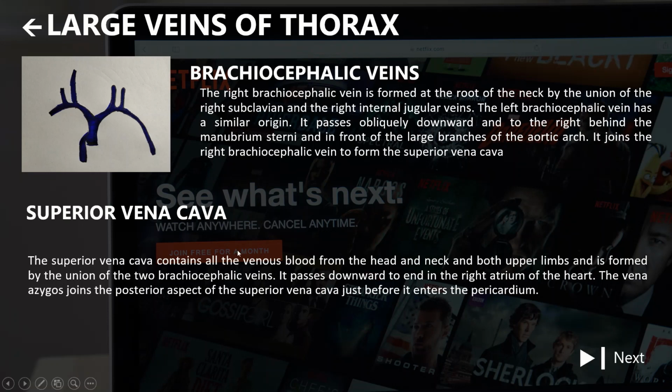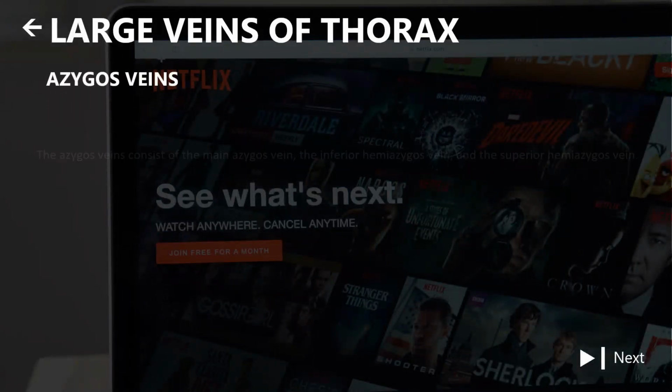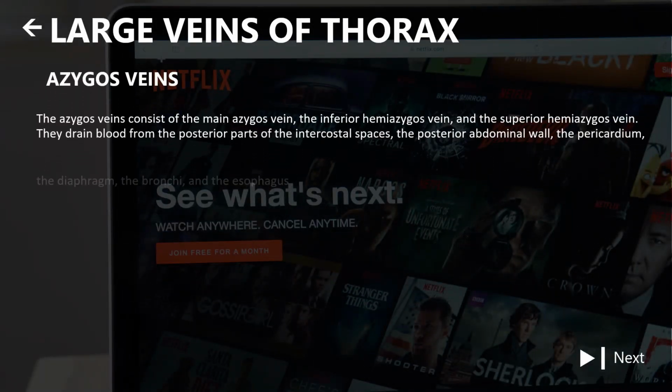Here the superior vena cava contains all the venous blood from the head and neck and both upper limbs, and is formed by the union of two brachiocephalic veins, just like what I have said. The left and right brachiocephalic veins join to form the superior vena cava. So let's proceed. Next topic will be the large veins of the thorax.